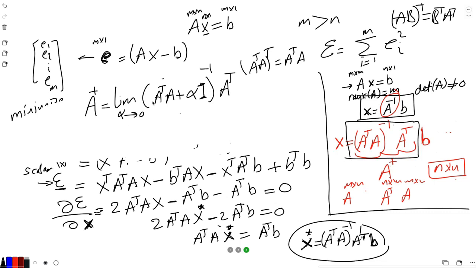So if A transpose times A is well conditioned, then we can put alpha equal to 0, and in that case we don't have large numerical errors. But if A transpose times A has a large condition number, which is the absolute value of the largest eigenvalue divided by the smallest eigenvalue, and this number is very high, then even if we don't have zero eigenvalues, it will still be ill-conditioned. It can be inverted, but the errors can be very large.